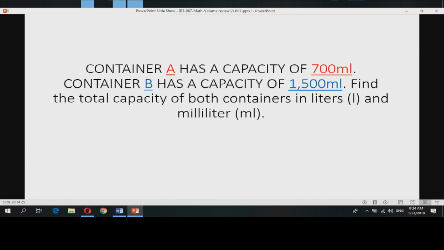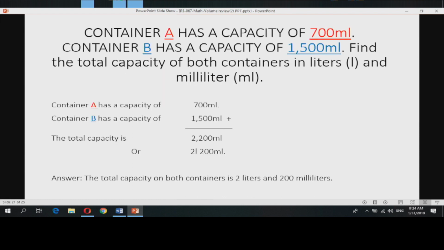Container A has a capacity of 700 millilitres. Container B has a capacity of 1,500 millilitres. What's the total capacity of both containers? 2,500 millilitres. Are you sure? Yes. Are you really sure? Yes. 2,200 millilitres? Yes. That's correct. But what else can we say about 2,200 millilitres?